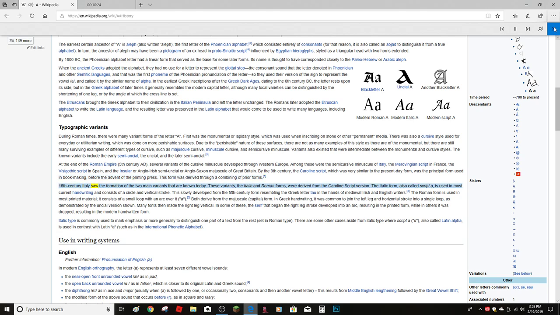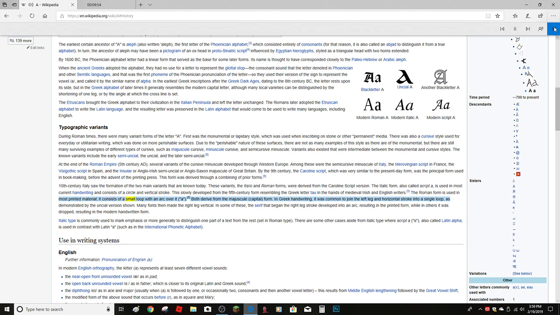15th century Italy saw the formation of the two main variants that are known today. These variants, the Italic and Roman forms, were derived from the Caroline script version. The Italic form, also called script a, is used in most current handwriting and consists of a circle and vertical stroke. This slowly developed from the 5th century form resembling the Greek letter tau in the hands of medieval Irish and English writers.